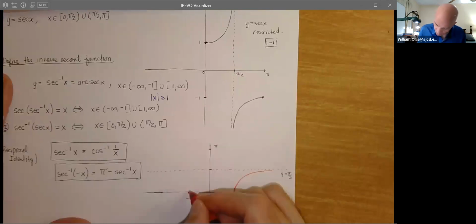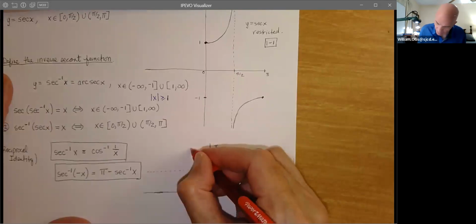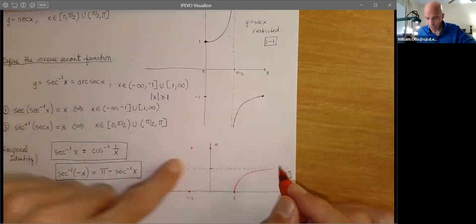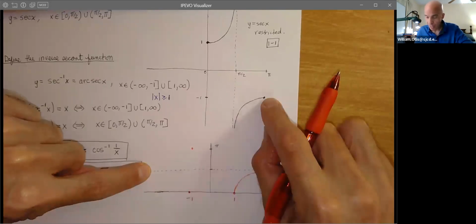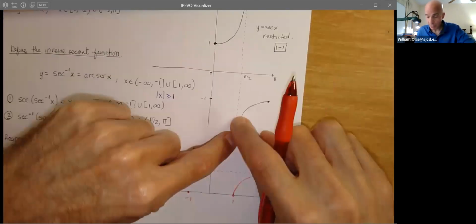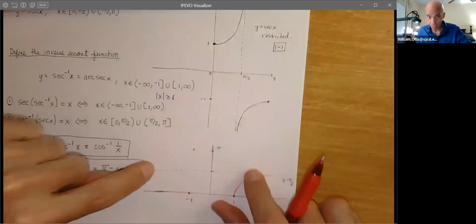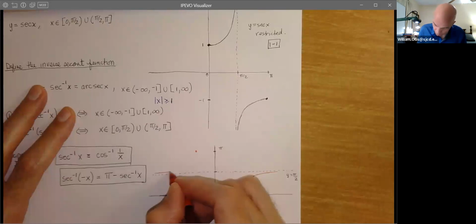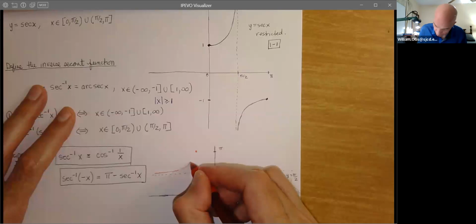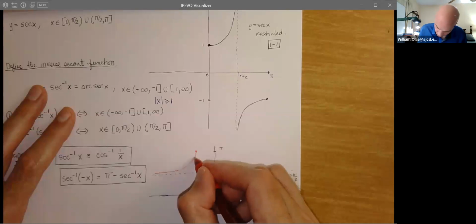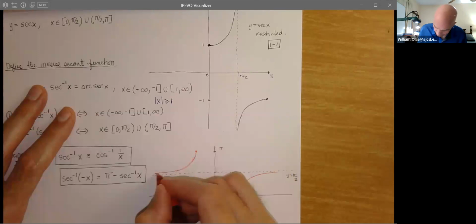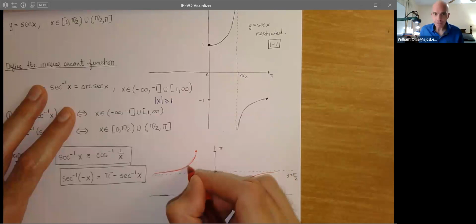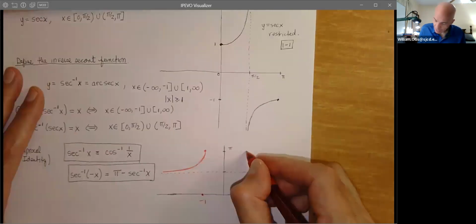So now we got (negative one, pi) right up here. And now of course, remember, we have to increase into this point. So it would have to go reflecting this way. If we reflect this in the line y equal x, we get something that goes like this. So that reflective property is very useful. Right there. So here's our inverse secant.